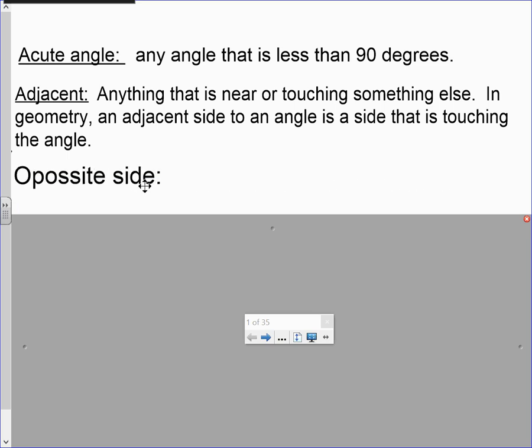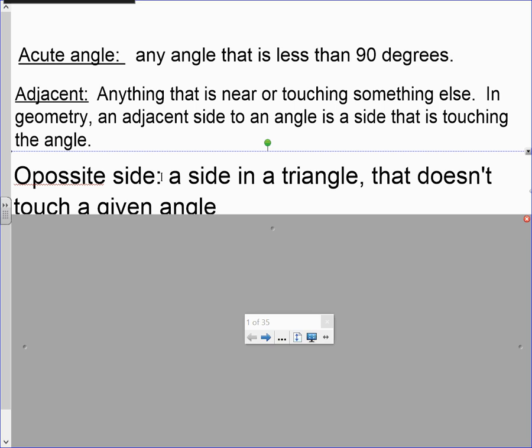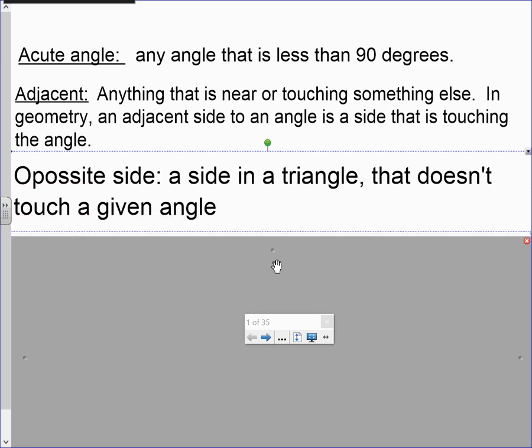Third word is an opposite side: a side in a triangle that doesn't touch a given angle. Let me underline this one. So we got acute angle, adjacent, and an opposite side.